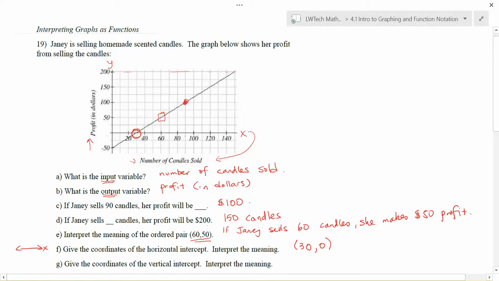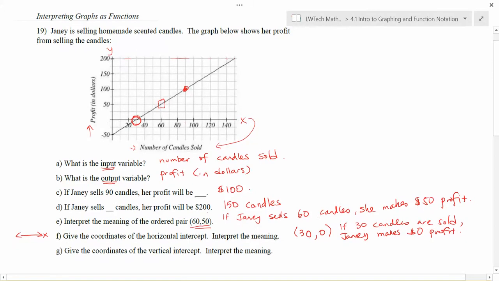What this means in our case, again, 30 is the number of candles. If 30 candles are sold, Janie would make $0 profit. Now, with a little bit of an economics background, this might actually have kind of an interesting and important meaning to you.